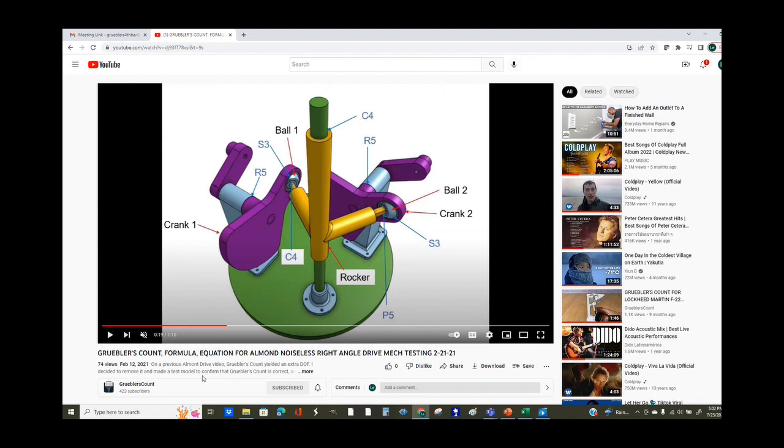So now there's two parallel bars, right? Sliders here, so it's over constrained. But using Gruebler's, you have to put a universal joint here and a ball joint, and that's why it doesn't bind when it's moving. So again, Gruebler's, yeah.